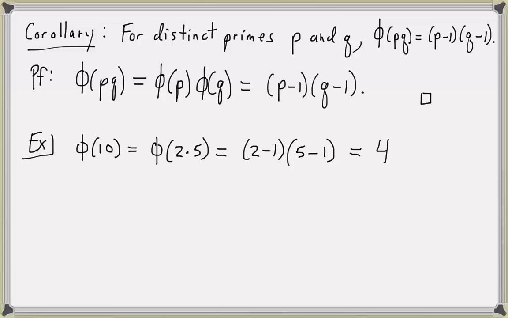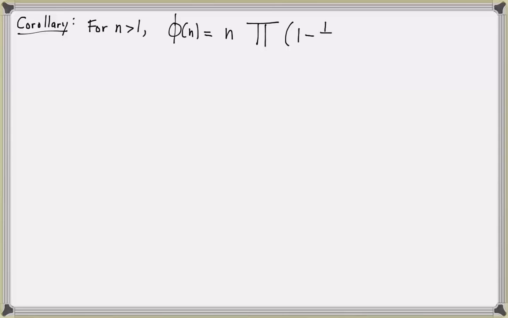But now we can find a formula for phi of n for a general integer. So here's another corollary of the fact that phi of n is multiplicative. For n greater than 1, phi of n equals n times a product. So we'll use the Greek letter capital pi to stand for a product. So it's n times the product. The factors are going to look like 1 minus 1 over p, where p is any prime dividing n. So the product is taken over all primes dividing n. Okay? So you take n and you multiply it by a bunch of these factors, 1 minus 1 over p, where p is any prime dividing n.